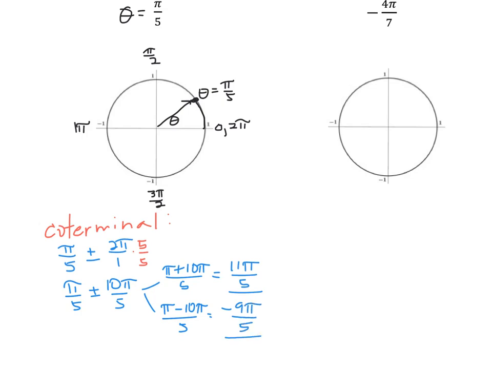And that's all you do. 1 positive and 1 negative coterminal measure that would be equivalent to that arc length on the circle.